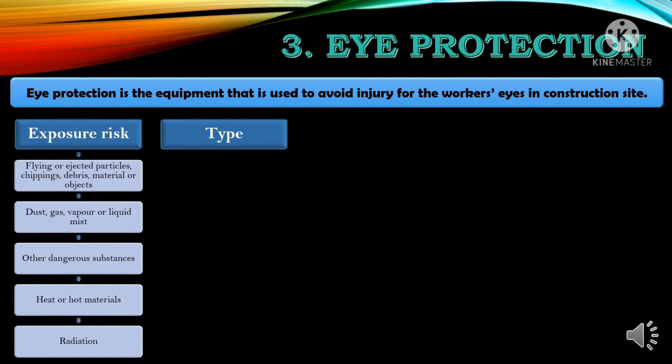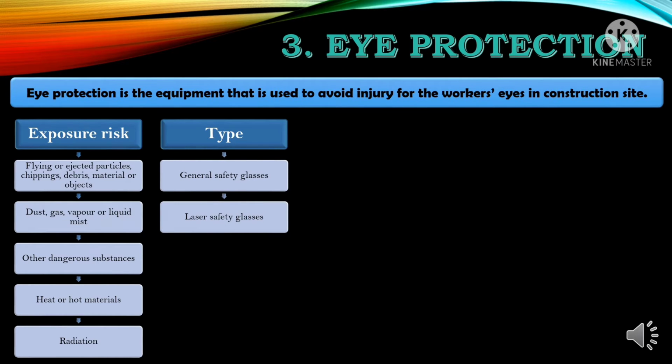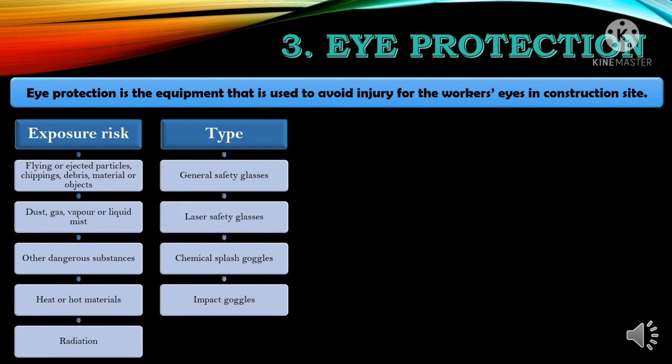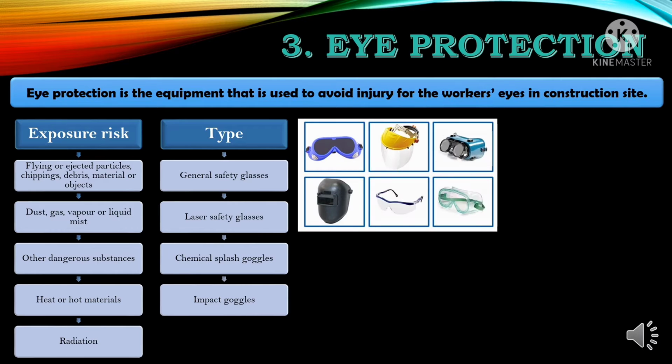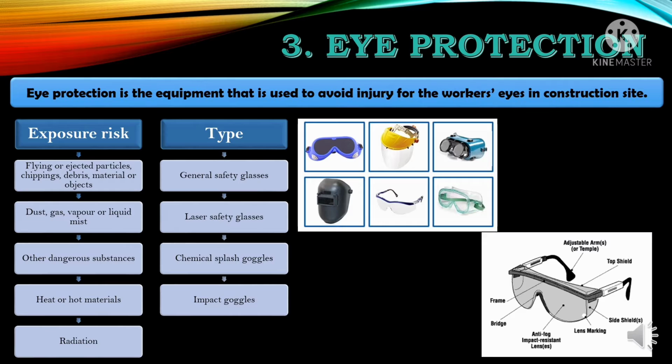So, there are also several types of eye protection. The first one is the general safety glasses. The second one is laser safety glasses. Third, chemical splash goggle, and the fourth one, impact goggle. So, this is the image of the types of eye protection, and this is the components of eye protection. There are frame, bridge, anti-fog impact resistant lens, lens marking, side shield, top shield, and adjustable arm. So, the most important part is the lens.